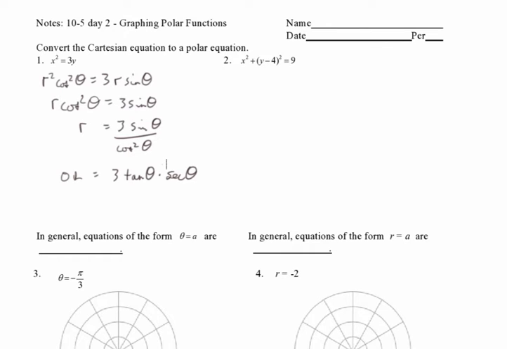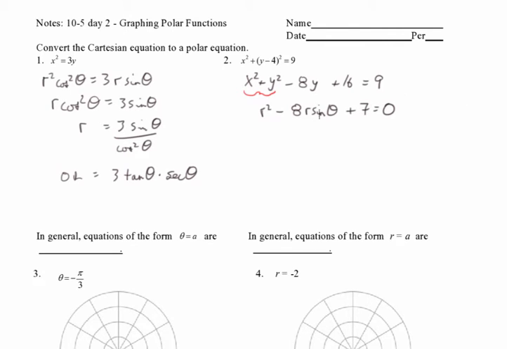In addition to our x and y equations, we also have x squared plus y squared equals r squared, so let's multiply this thing out. So we get x squared plus y squared minus 8y plus 16 equals 9. And that's nice because we have here our x squared plus y squared. So we'll get r squared minus 8r sine theta plus 7 equals 0.